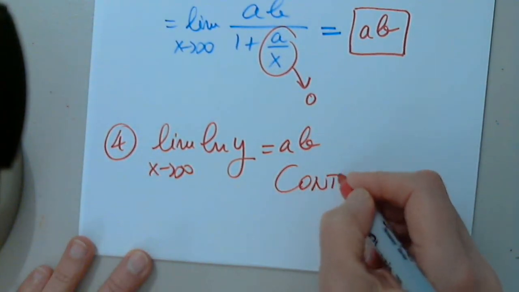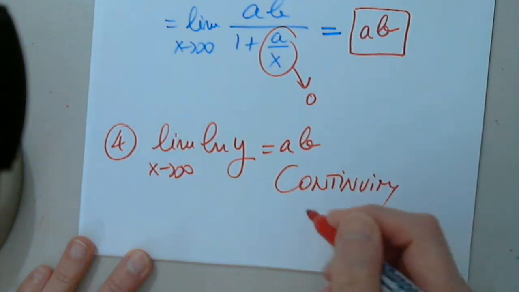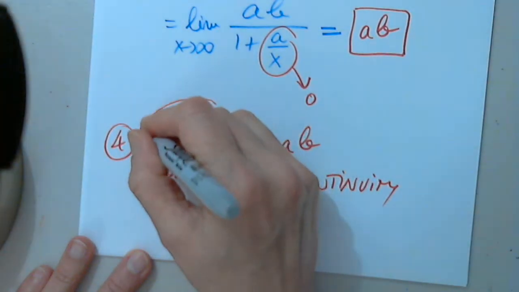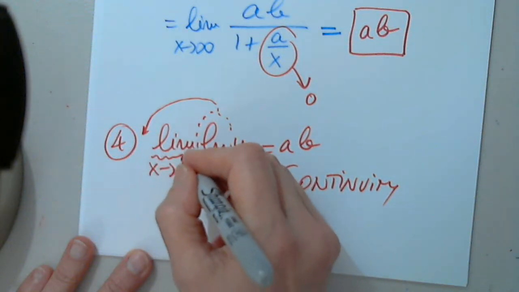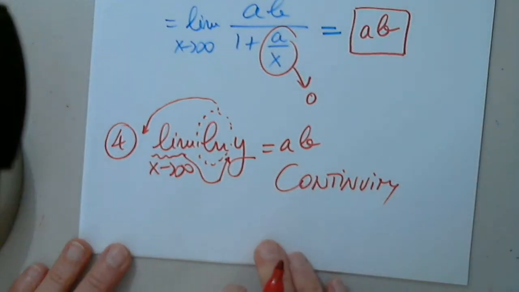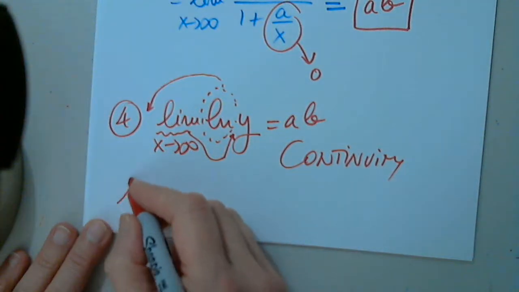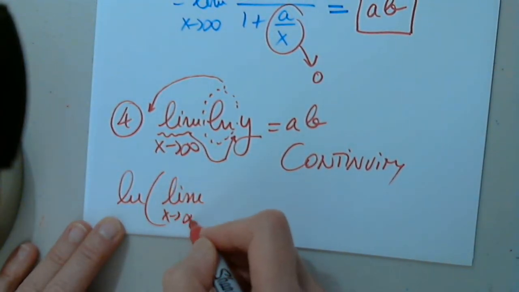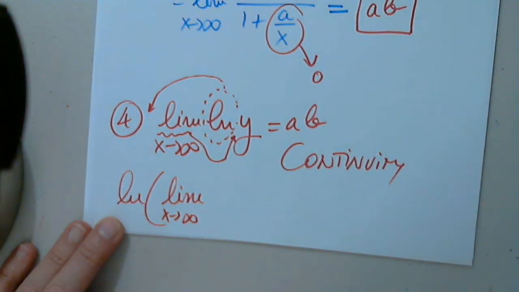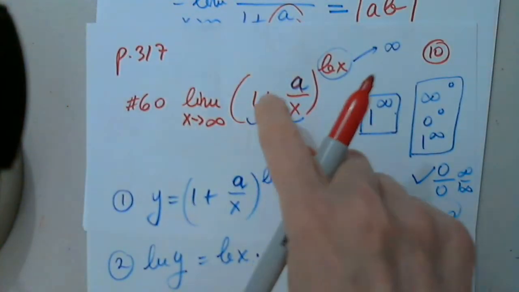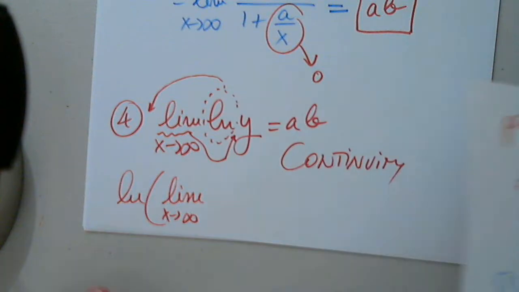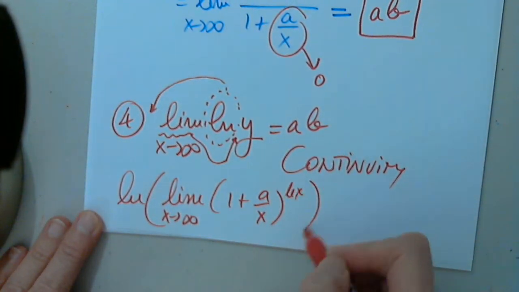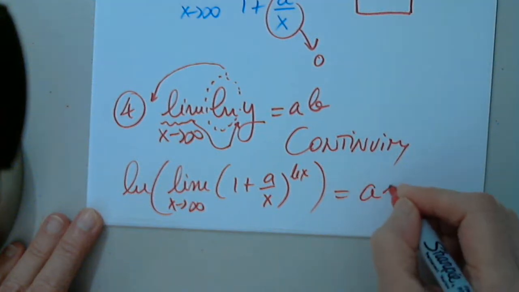Under continuity, I can move this operator in front and move this operator next to the function. So natural log of the limit as x approaches infinity from the function 1 plus a over x raised to bx equals ab.